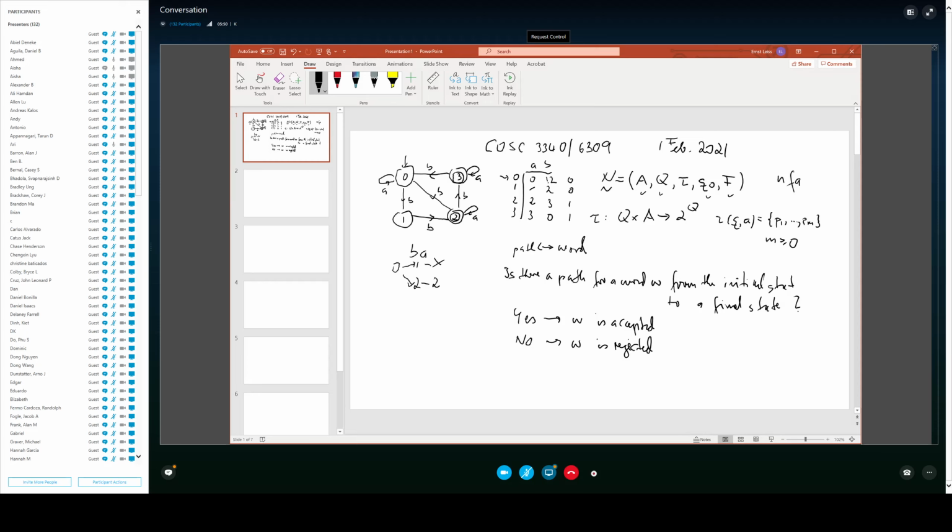So by that definition, there is a path for a word, in this case BA, from the initial state, in this case 0.